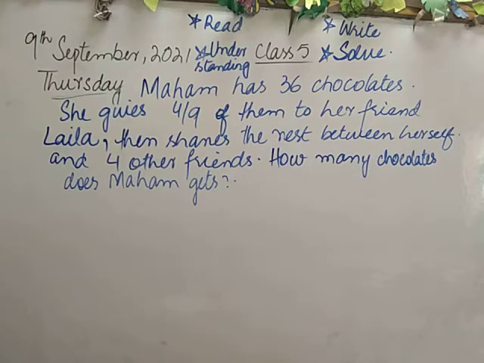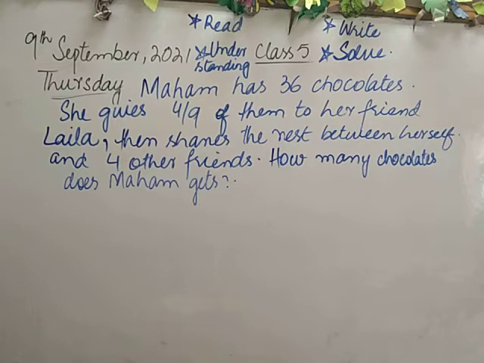अब इसमें से मुझे क्या समझ आ रहा है? Maham has 36 chocolates means Maham के पास 36 chocolates हैं, जिसमें से उसने 4 by 9th part अपनी बेस्ट फ्रेंड लैला को दे दिया और जो बाकी बचे वो उसने अपनी बाकी फ्रेंड्स को और कुछ अपने पास रख लिया, ऐसे ही है। How many chocolates does Maham gets means in total we want how many chocolates does Maham have. ठीक है, वो कितनी लेके आई थी चॉकलेट्स, अब ये हमने बताना है.